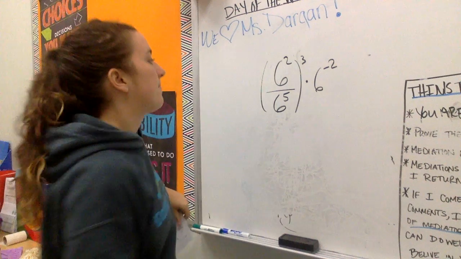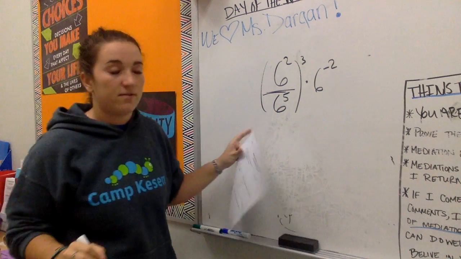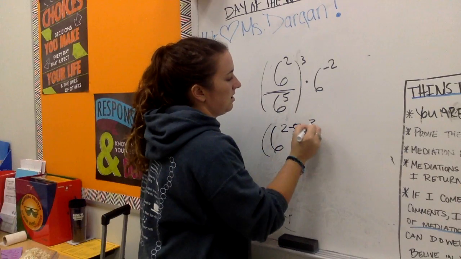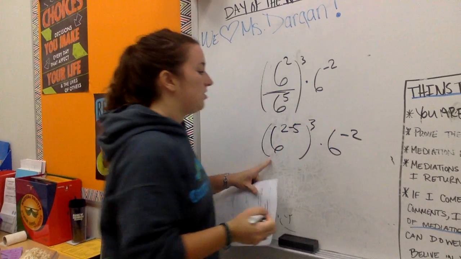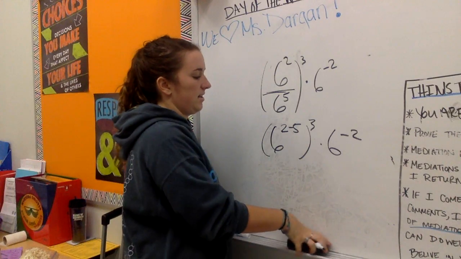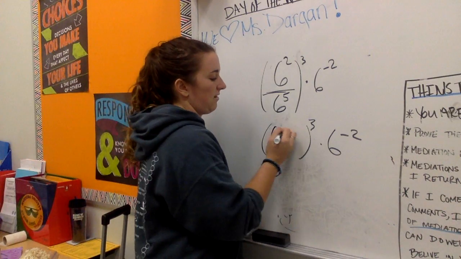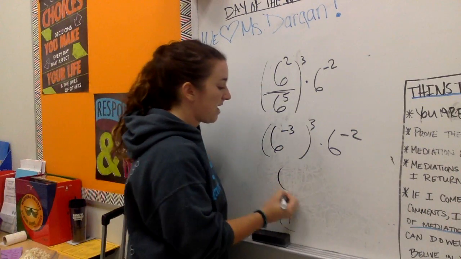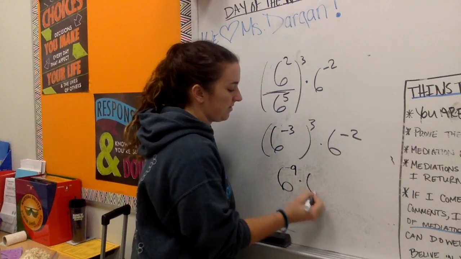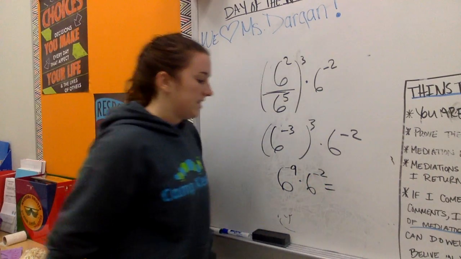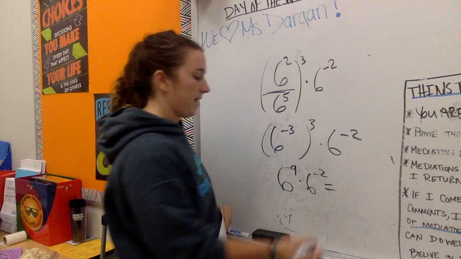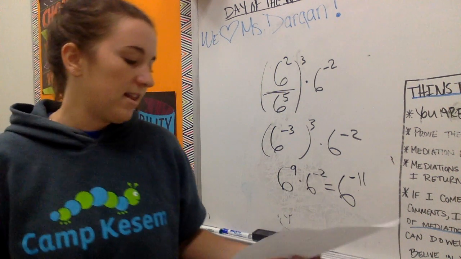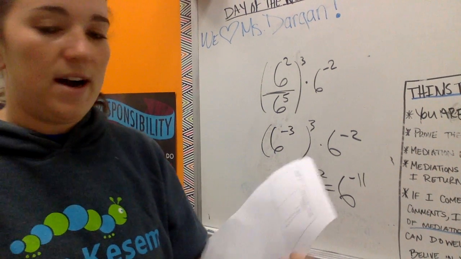All right, for this one, we start by simplifying within our parentheses. We are dividing, so we subtract our exponents. 2 minus 5 is negative 3. So then I have negative 3 raised to the third power. When I raise an exponent to another power, we multiply. So 6 to the negative 9th times 6 to the negative second power. Now we're multiplying, so we add our exponents. Negative 2 plus negative 9 is negative 11. Go ahead, try the last problem.